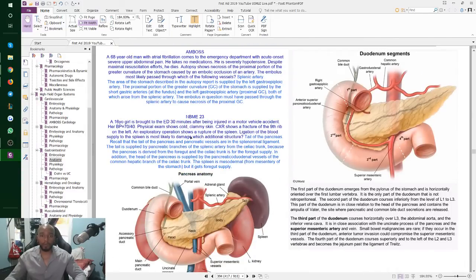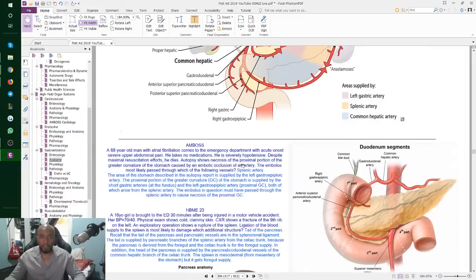Let's take a look at the ones we have here. So the first one up here, this is from Amboss. A 68-year-old man with atrial fibrillation comes to the emergency department with acute onset severe upper abdominal pain. He takes no medications. He's severely hypotensive. Despite maximal resuscitation efforts, he dies. Autopsy shows necrosis of the proximal portion of the greater curvature of the stomach, caused by an embolic occlusion of some artery. The embolus most likely passed through which of the following vessels?